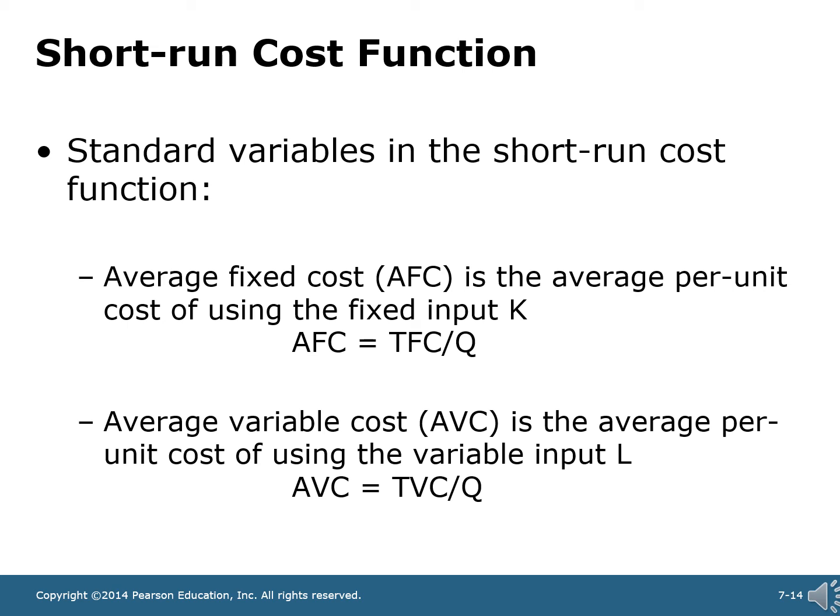Next is the average variable cost. We abbreviate this as AVC. This is going to be the average per unit cost of using our variable input, L, or labor. So our average variable cost, again, equals the total variable cost divided by the quantity that we're producing.